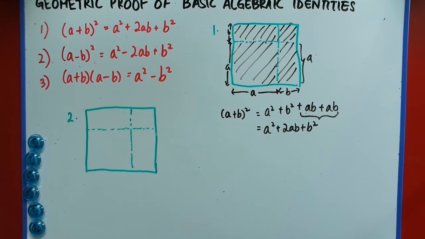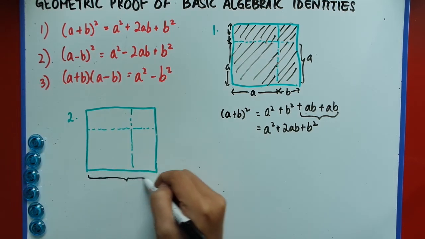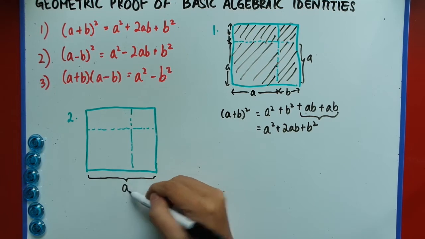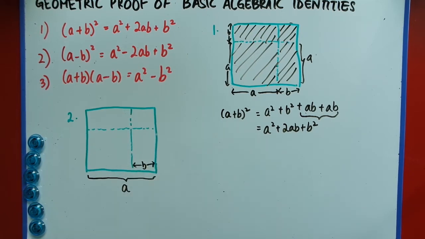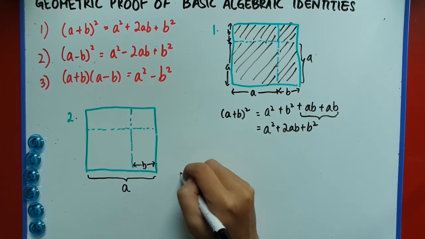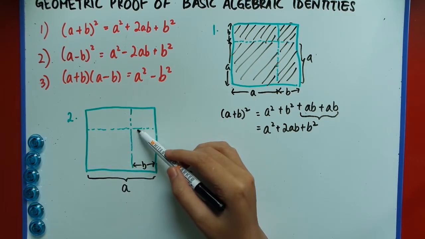You'll see why. This time, I'm going to call this whole length A. And now I'm going to say this length is B. Okay? Clear? So now the area of this whole square would be A squared, correct? Hold on. A squared. Now I'm going to do the same method. I'm going to find the individual components, okay?